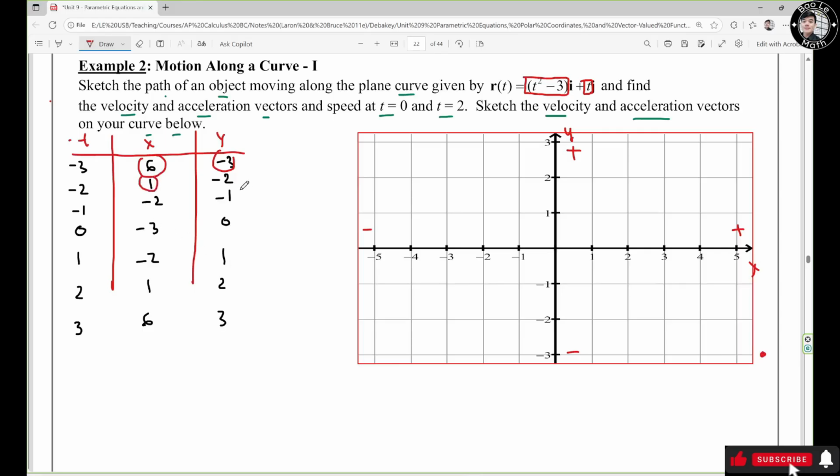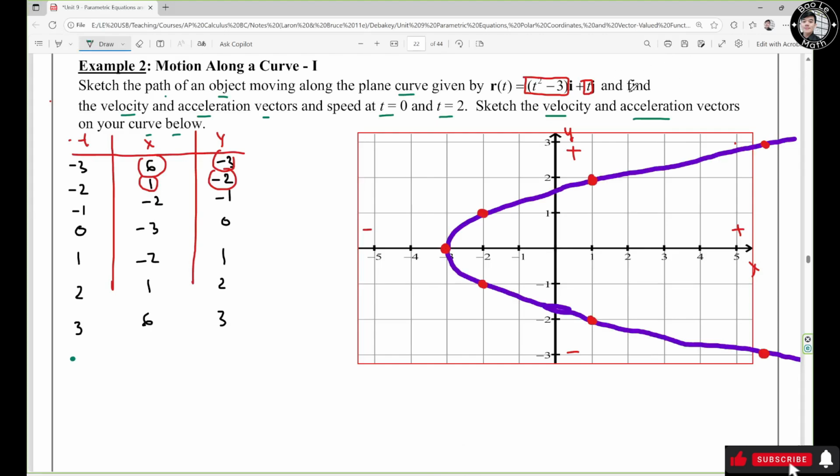X equals 1, y equals negative 2, it could be right here, right? X equals negative 2, y equals negative 1. So it could be right here. X equals negative 3, y equals 0, it could be right here. X equals negative 2, y equals 1, it could be right here. X equals 1, y equals 2, it could be right here. And x equals 6, y equals 3, it could be right here. Right? Now you connect this one. This is actually the horizontal parabola.